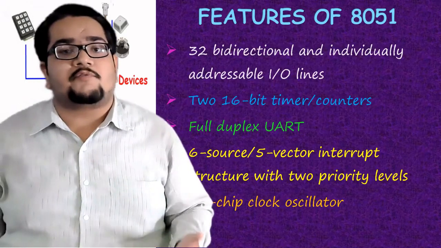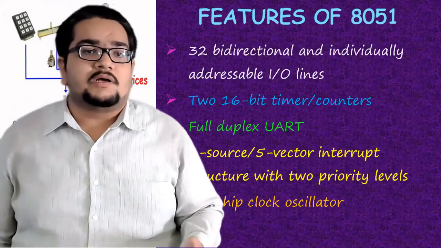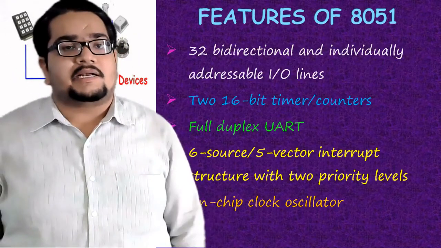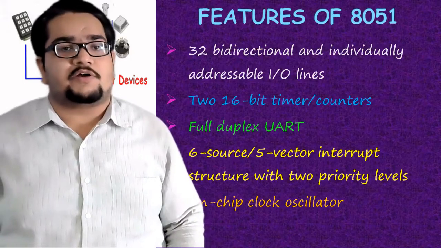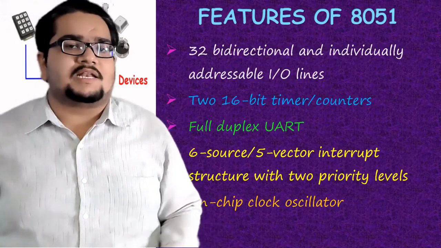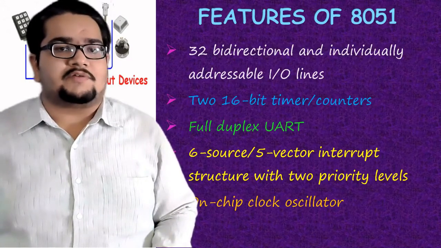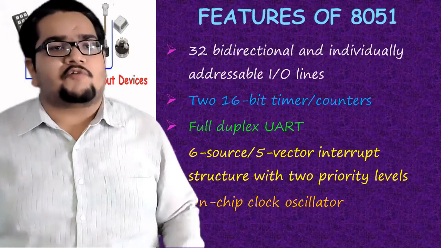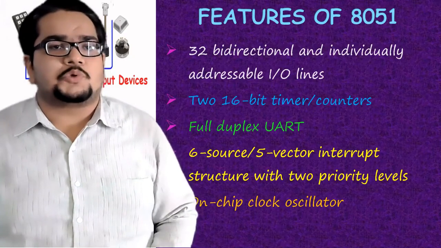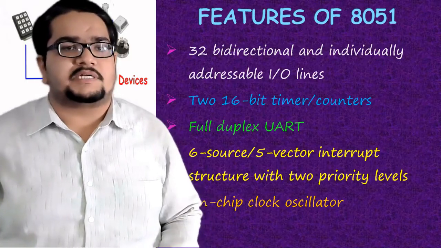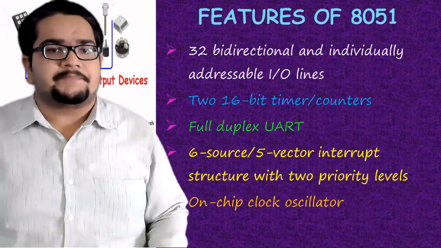And in 8051, we have a full duplex UART type of serial communication port. Full duplex UART means it has a dedicated line for transmitting the data serially, and also a dedicated line for receiving the data serially back onto the 8051 microcontroller. There are 6 sources of interrupts in 8051, and 5 of them are vectored. Actually, one source, that is reset, is not vectored. We'll talk about the interrupts in detail in our coming classes.